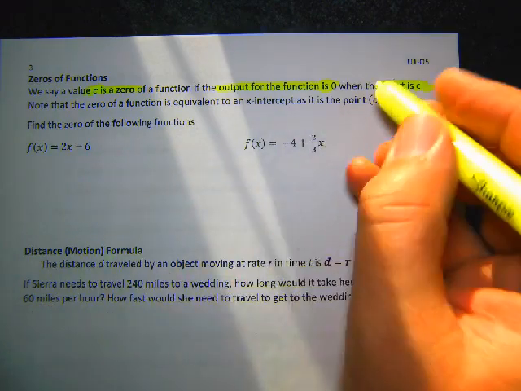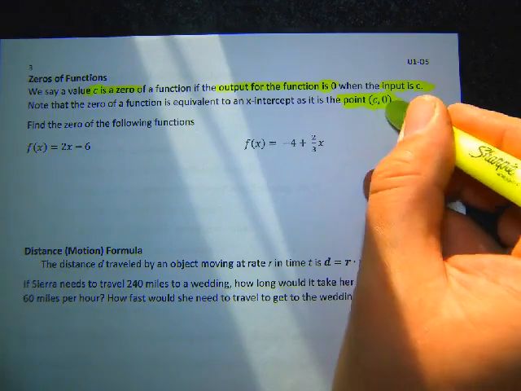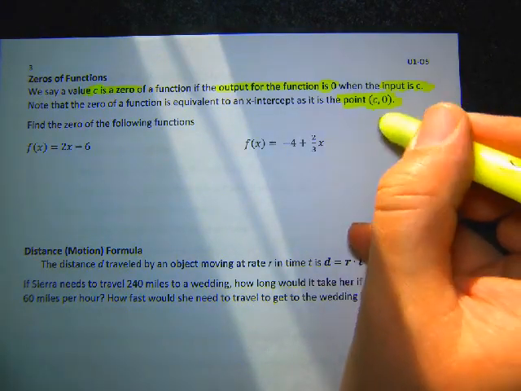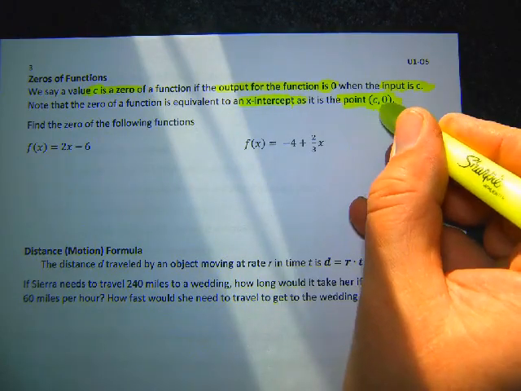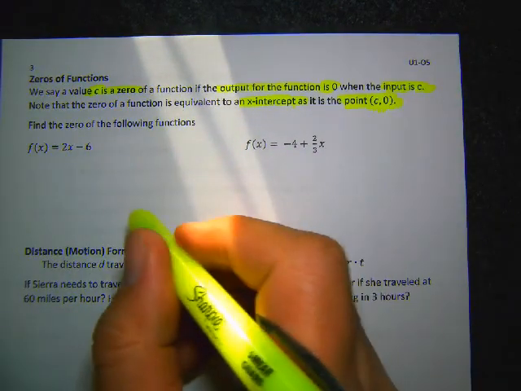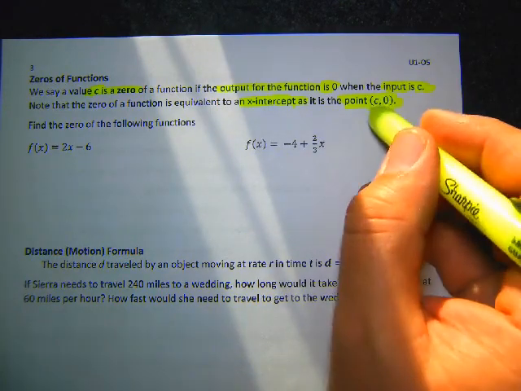Another way of thinking of this is the point (C, 0), because you're plugging in C and getting out 0. This tells us this is actually an x-intercept, right? Because remember we said x-intercepts, the y value is 0, and the f of x, remember, you can always think of as y. So this is telling us that you get a result y is 0 when you put in C.